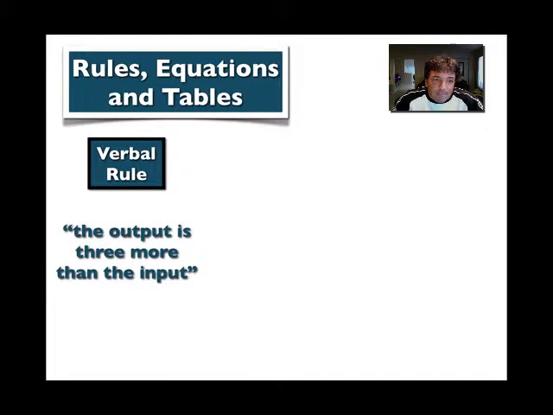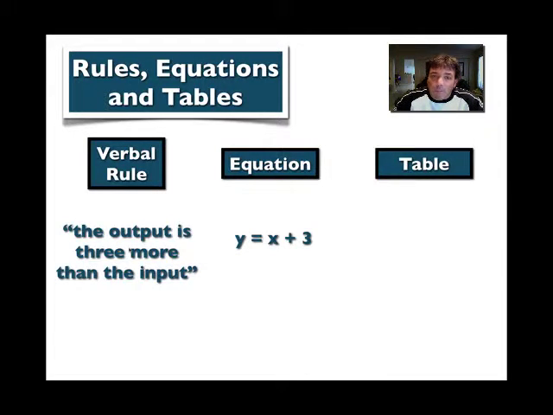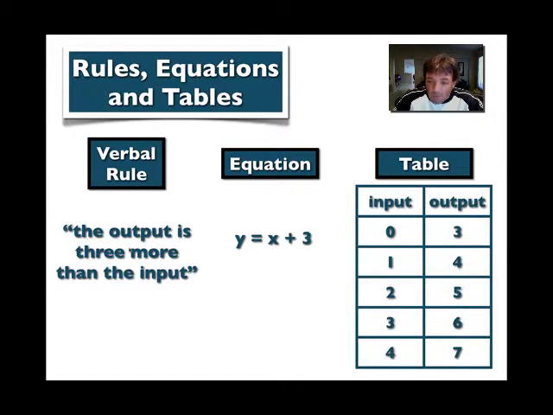So here's what we're looking at. The verbal rule, say for this example, would be the output is 3 more than the input. That's the verbal rule. The equation would be y equals, so output is y equals 3 more than the input. That means y equals x plus 3. Now the table, this is new and this is what you're going to be doing right now. The table would be to put in some values, put in some numbers in the domain, and figure out what the range values would be. So in this case, I put in the numbers 0 through 4. If I put in 0 and add 3, I get 3. If I put in 1 and add 3, I get 4. 2 plus 3 makes 5, and so on.